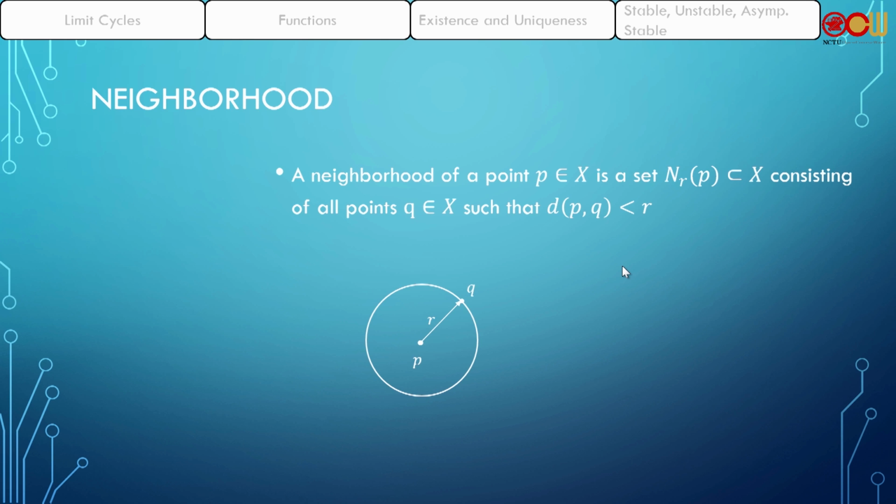Neighborhood. A neighborhood means a neighbor of a point P in a set capital X. Then we say it is a neighborhood of P. It's hard to understand. Maybe I'm fine, but maybe for junior graduate students, it's hard to understand.